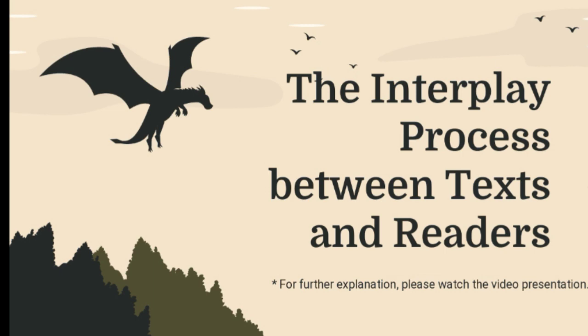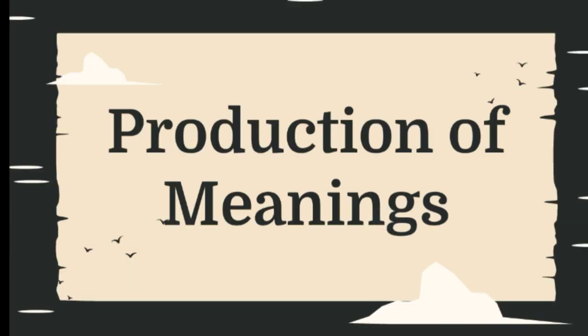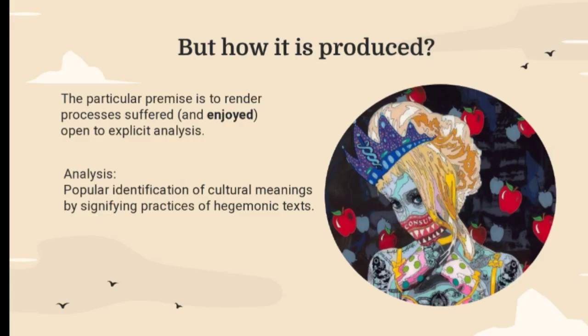Now here I will present the interplay process between text and readers. For starters, when we talk about how text and readers influence each other, I want you to focus on the fact that the main activity between them is the production of meanings. But how is it produced? Basically, to know what the meaning of a text is, we simply examine or analyze it, but it might be different if it is applied to a cultural text.